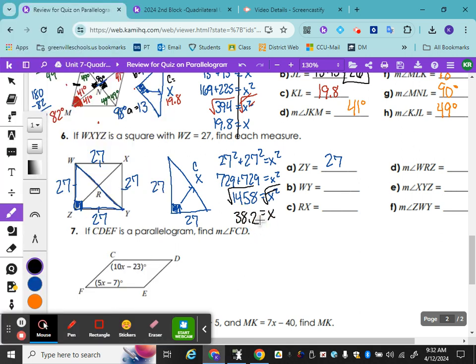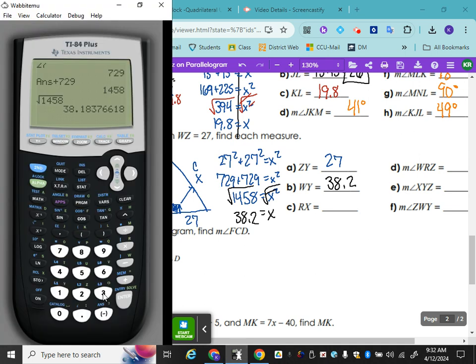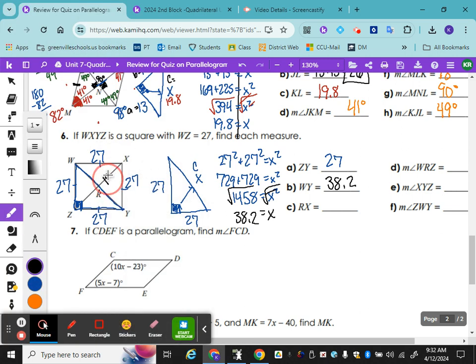38.2. So this diagonal is 38.2, because diagonals are equal. I don't like writing the diagonal because it doesn't really go anywhere, so I like to divide that by 2. 38.2 divided by 2 gets 19.1. So all these half diagonals are 19.1. So R to X is 19.1.